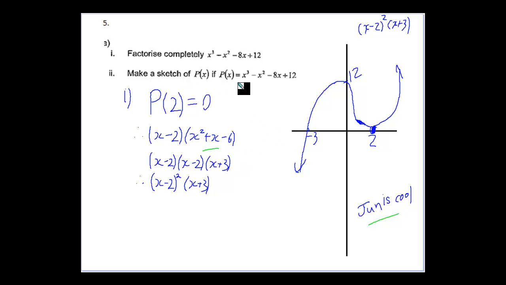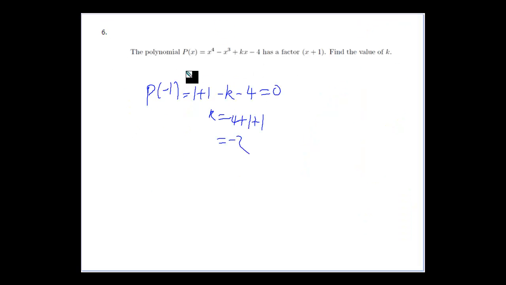And then make a sketch of it. We know it's going to be that shape because it's positive x cubed there, so we know it goes in that direction. We know it goes through minus 3, and because it's a double root there, it must turn at x is equal to 2. And the last one here, the polynomial has a factor of x plus 1. Find the value of k. Well, p of minus 1 would mean that we get a remainder of 0, so we're able to substitute that in. We've got the unknown k, and able to solve it down to k is equal to minus 2.